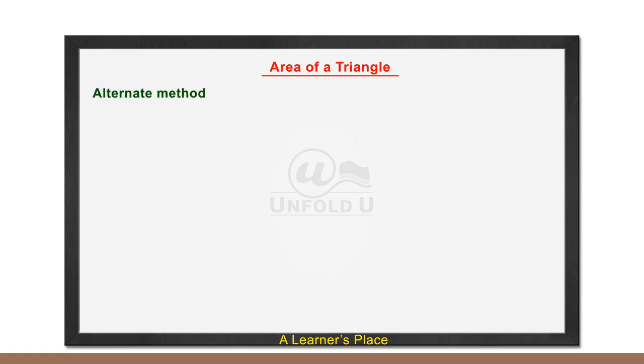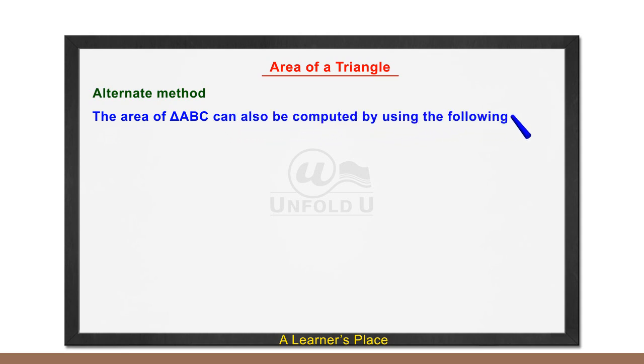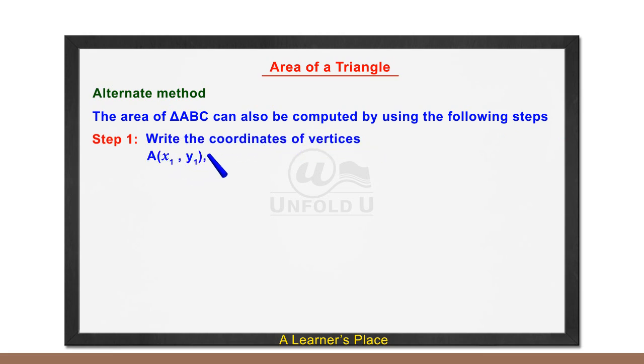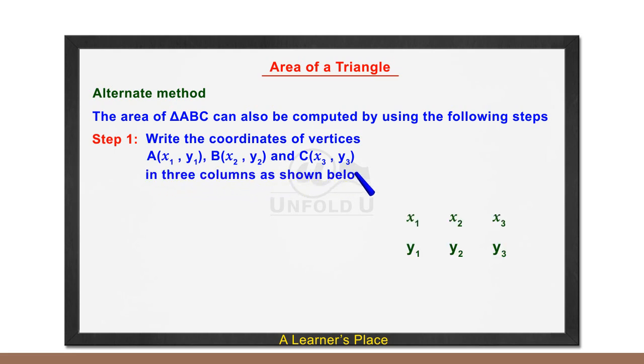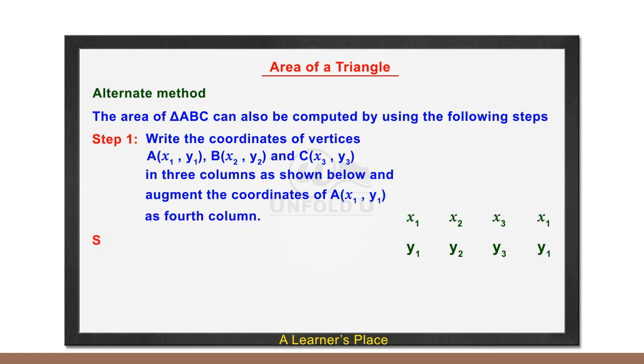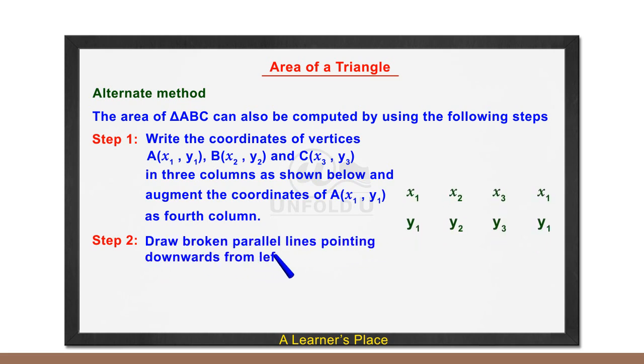Alternate method. The area of triangle ABC can also be computed by using the following steps. Step 1. Write the coordinates of vertices A (x1, y1), B (x2, y2) and C (x3, y3) in 3 columns as shown below, and augment the coordinates of A (x1, y1) as the 4th column. Step 2. Draw broken parallel lines pointing downwards from left to right and right to left.